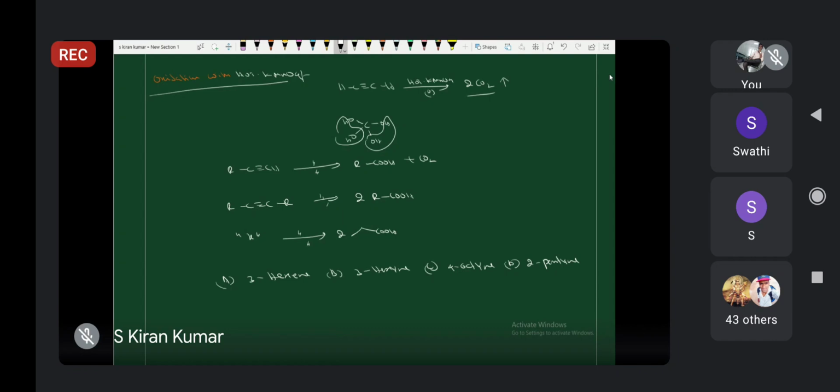A and B. Both alkenes and alkynes, on oxidation with hot KMnO4, give acids. Therefore, A and B are correct. 3-hexene is correct, and 3-hexyne is also correct. Both are correct here.